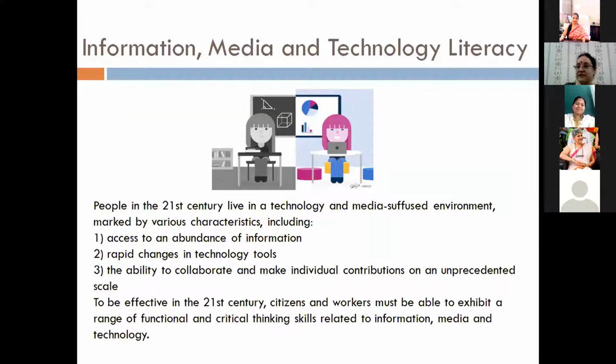And now the next skill is also very important when we talk about information, media and technology literacy. We are all into the digital era, and whether we like it or not, we are using the technology. When we talk about technological integration in education, this is all technological integration only which we are doing right now. We are all meeting each other.